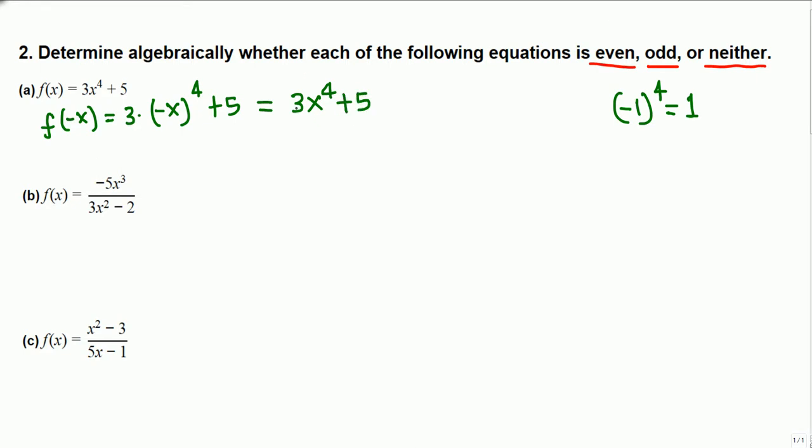And this is the original function. Okay, this is the same as the original function. That means this function is even. So we say even function.